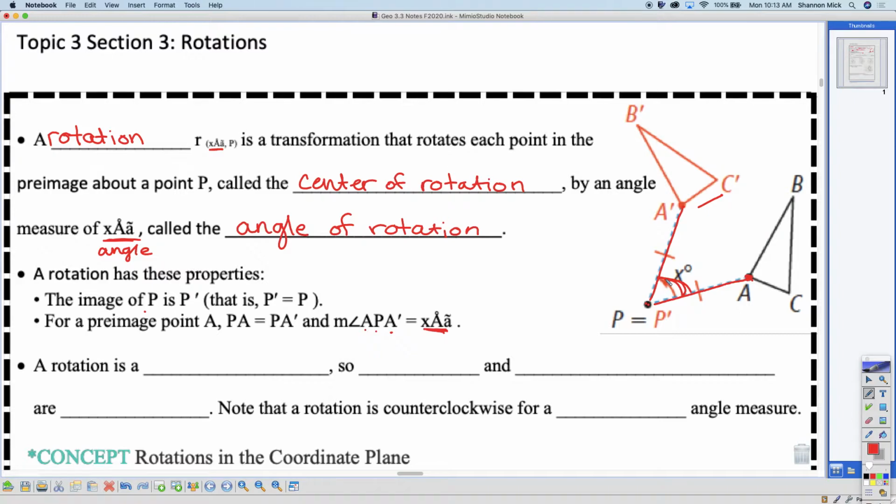A rotation is a what kind of motion? Rigid. We have said this 3 times, right? No, you said it a total of 4. Okay, I was reading. I thought you just wrote rigid motion. Oh, no. Rigid motion. What goes in my blanks?